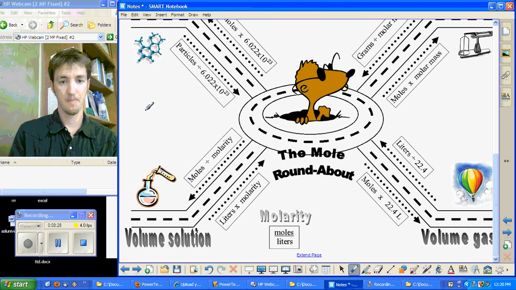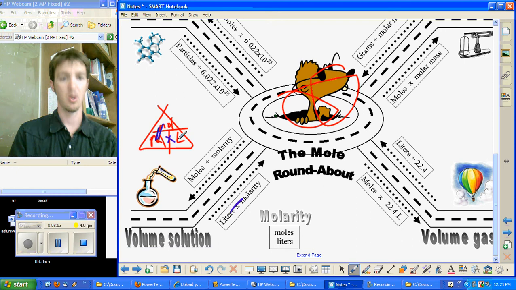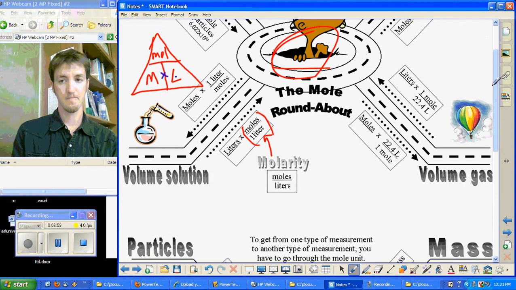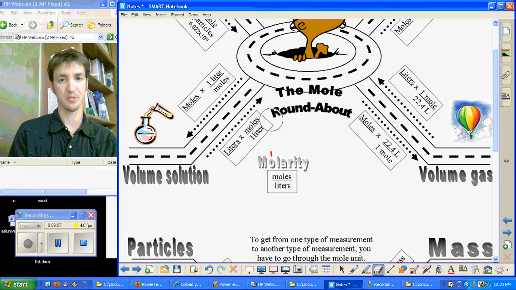But again, with your triangle, moles, molarity, liters. To calculate moles, you take molarity times liters. That's what this says here, molarity times liters. To calculate liters, you take moles divided by molarity. That's moles divided by molarity. So you work the triangle just like you used to. To calculate molarity, this is just the equation, moles divided by liters. So let's do some math with these. Just some simple problems working between these three types of units.